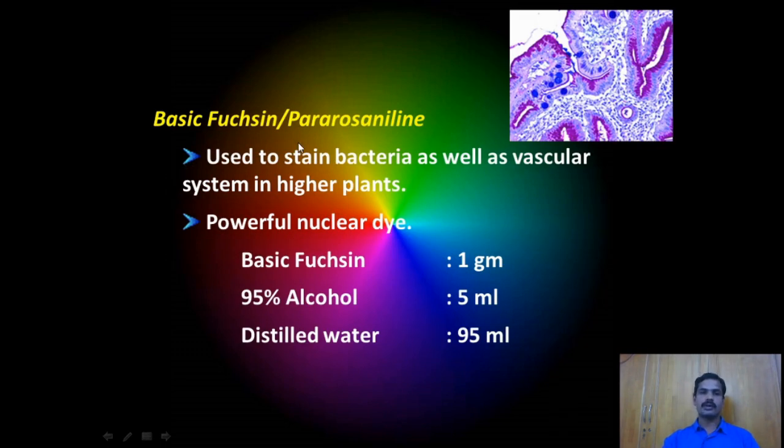Then basic fuchsin or para-rosaniline. It is used to stain bacteria as well as the vascular system in higher plants. It is a powerful dye prepared by dissolving 1 gram of basic fuchsin dye in a mixture of 5 ml 95% alcohol and 95 ml distilled water.